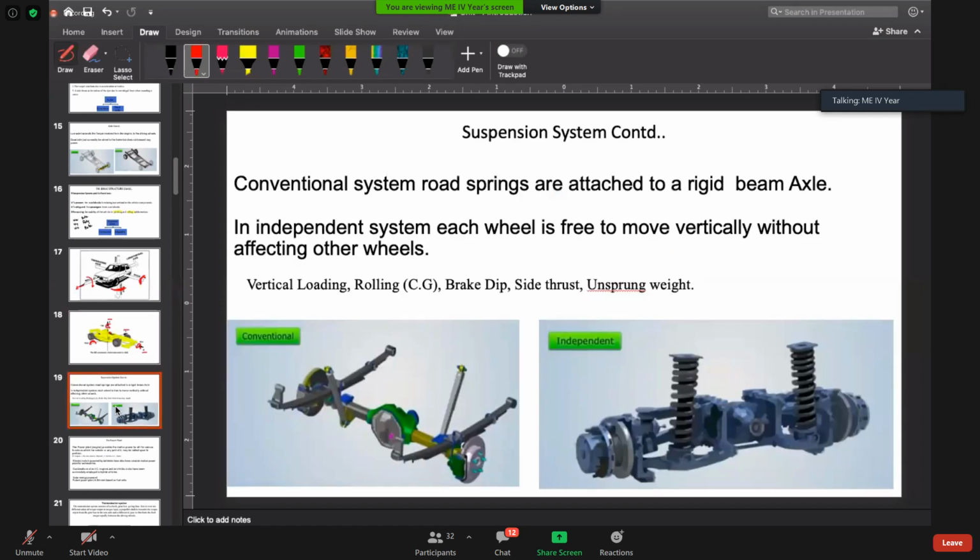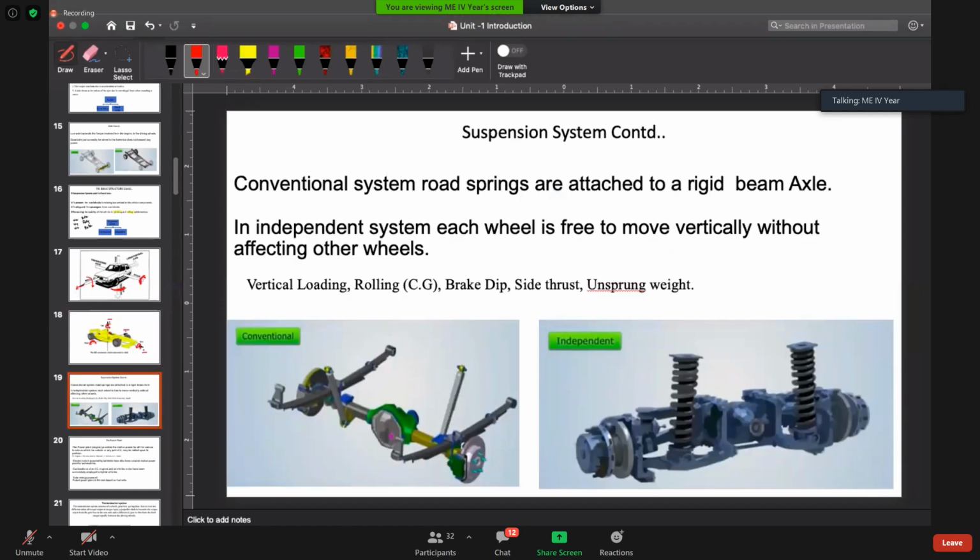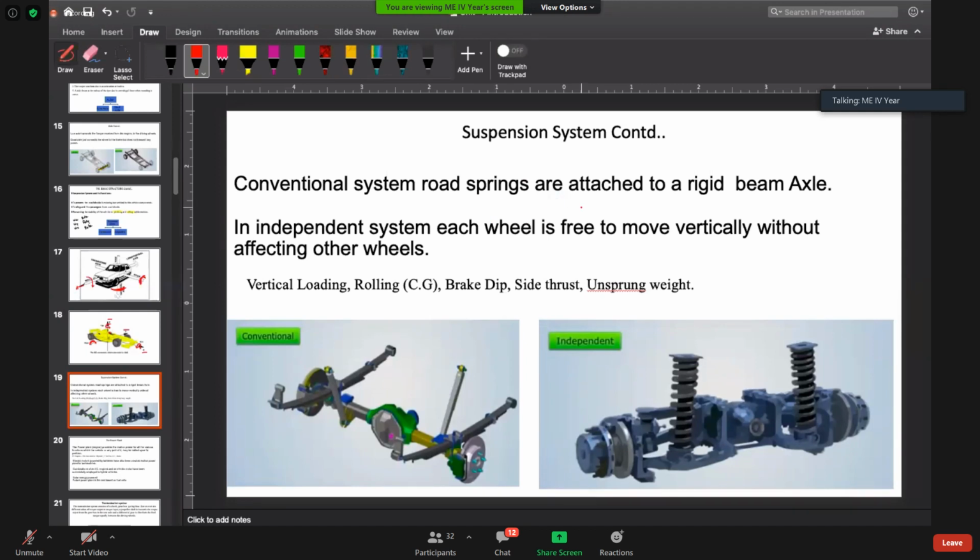Now, after that, suspension system continued. Conventional system: road springs are attached to the rigid beam axle. Independent: each wheel is free to move vertically without affecting other wheels. So this we have already discussed. Here you can see the diagram of conventional as well as independent system. Here you can see your springs are there. Helical springs. Here we have leaf spring.